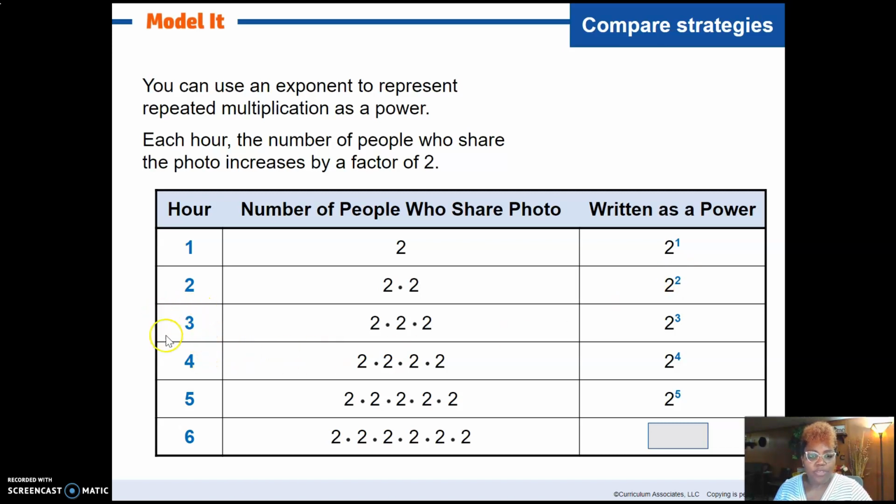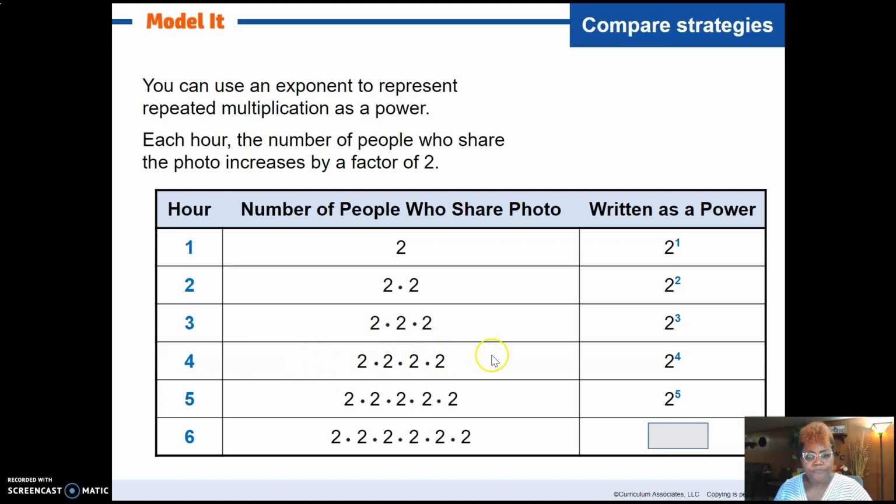As I go down to hour 3, now I got 1, 2, 3, because remember, each friend from the previous hour shares it with 2 more friends. That's the pattern that keeps happening. So now I have my base of 2 because that's what Kendra started with, her 2 friends. Now we have it as a power of 3 because we've multiplied it 1, 2, 3 times. So this pattern keeps going.